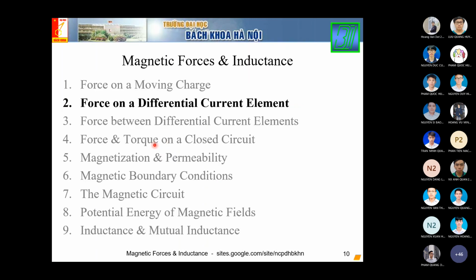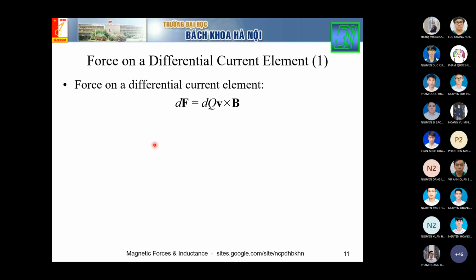Next one is about force on a differential current element. A differential current element, you understand, is a very small portion of a wire carrying a DC current. Because that very small part carries a DC current, it has an amount of charge. Let's say that the total amount of charge is dq.